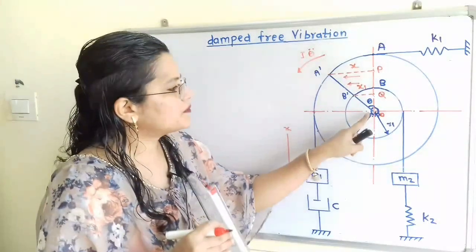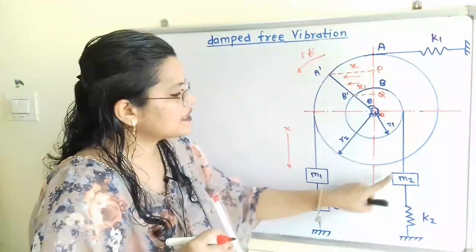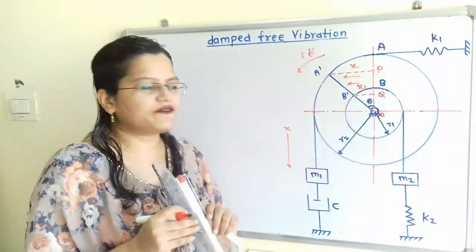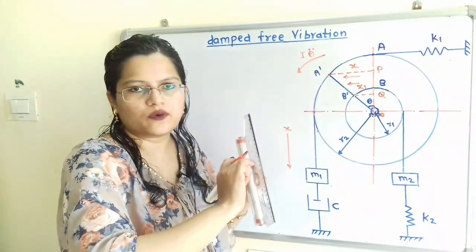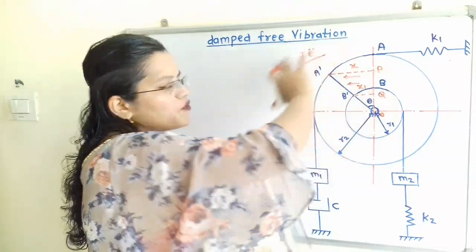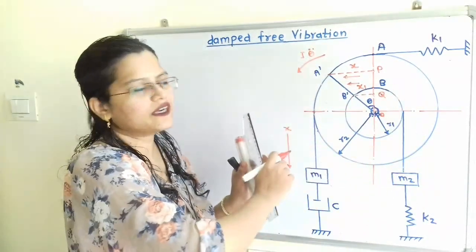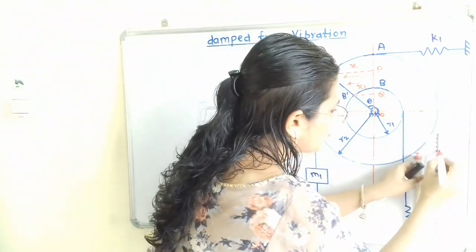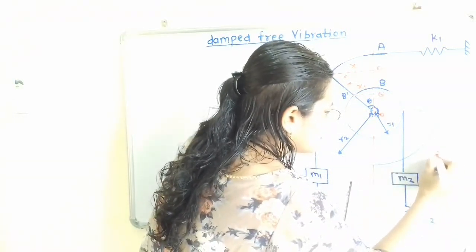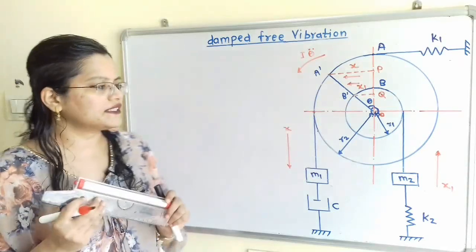Now for the displacement of the inside disc, the inside disc elements are M2 and the spring with stiffness K2. These two elements are on the right-hand side of center O, and this disc is moving in the anti-clockwise direction, and that's why these elements will move in the upward direction. So what is the linear displacement here? The linear displacement is x1. So we have to show here for the inside disc, here is the x1, in the upward direction because the disc is moving in the anti-clockwise direction.